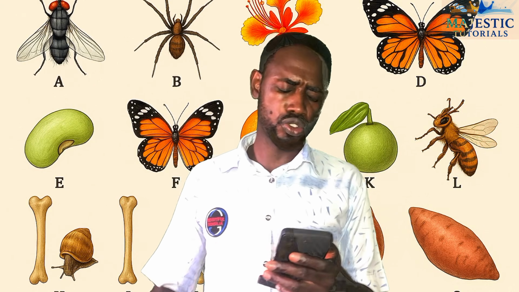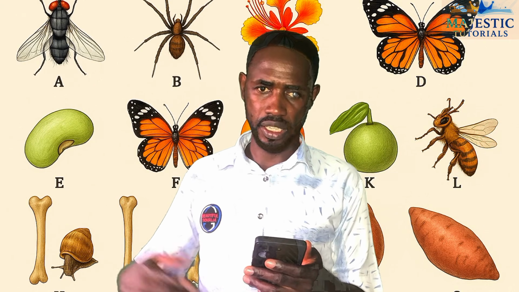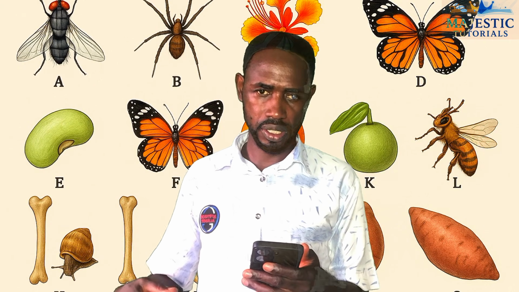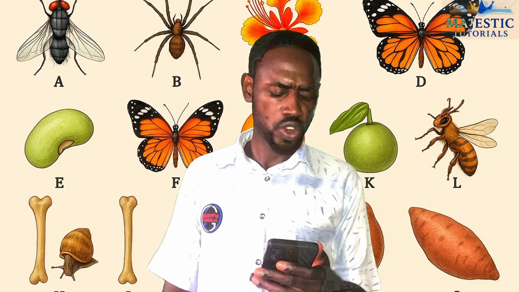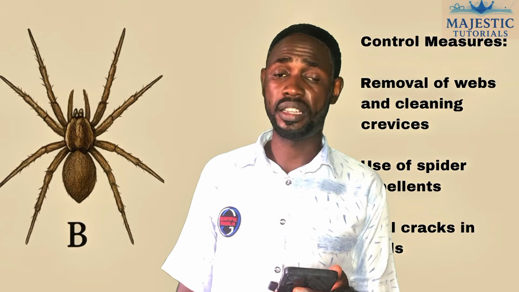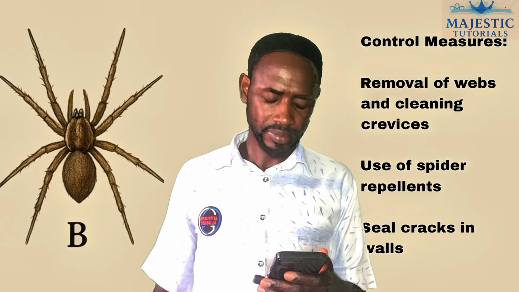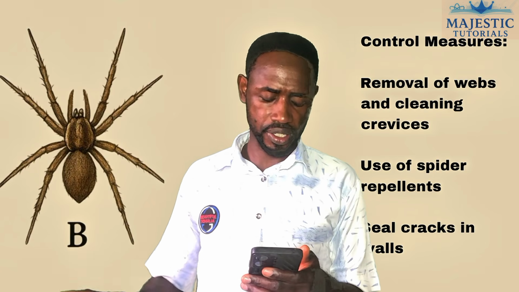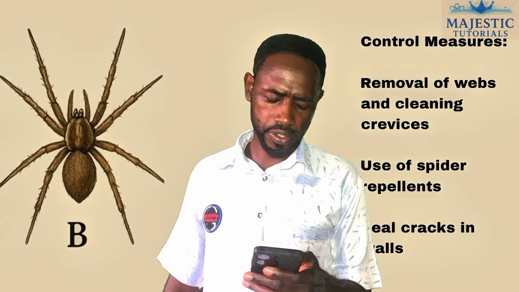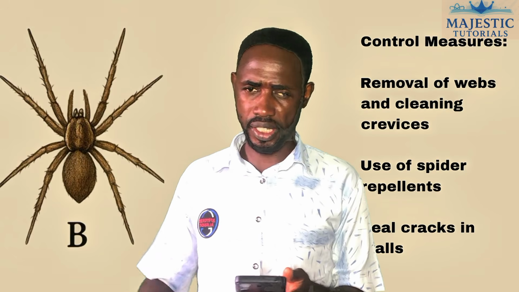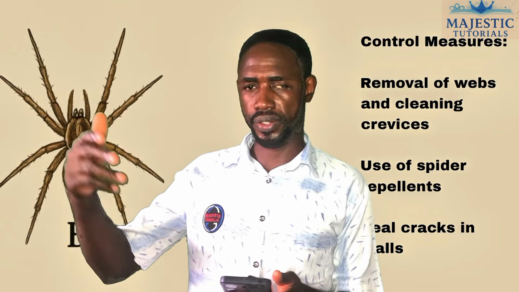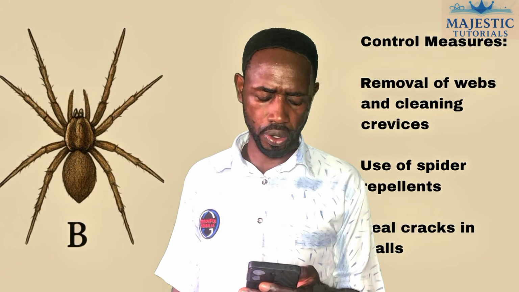Now, what are the control measures against the bad effects of this specimen, the spider? Number one, removal of webs and cleaning the crevice. So the crevices should be cleaned. Now, use of spider repellents. You have to seal cracks in the wall. If there is any crack, you seal it very well. It will help to control this.